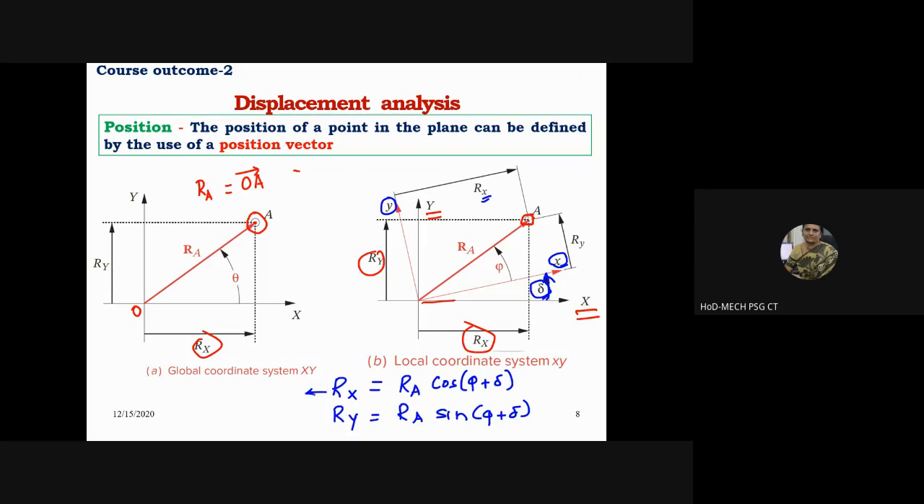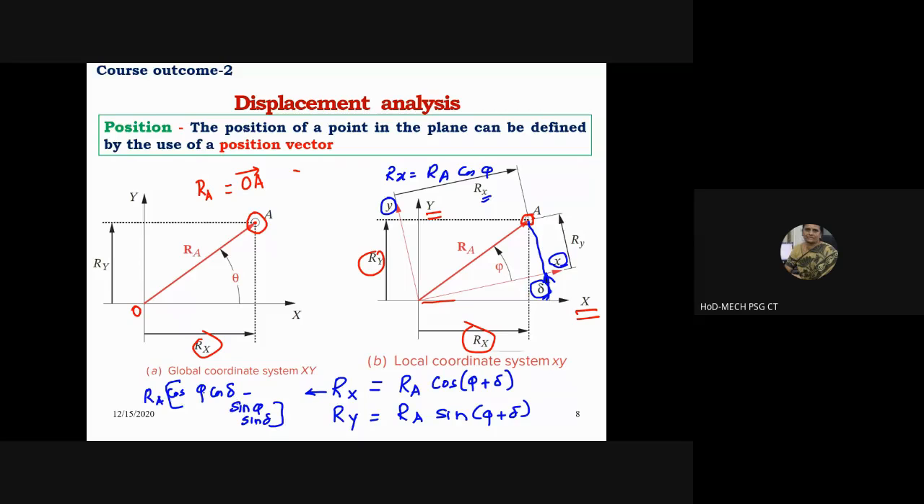This can be written as RA cos phi cos delta minus RA sin phi sin delta. Is it not? But what is RA cos phi? What is RA cos phi from here? It is small rx. Small rx is RA cos phi.